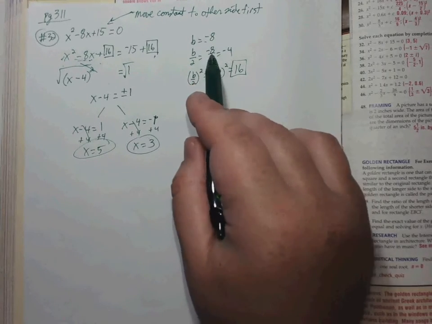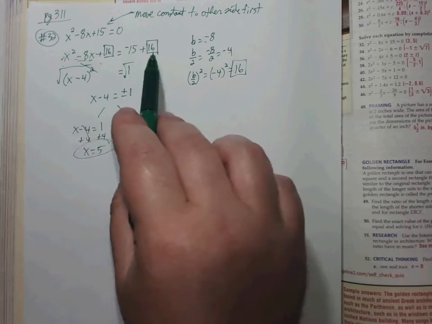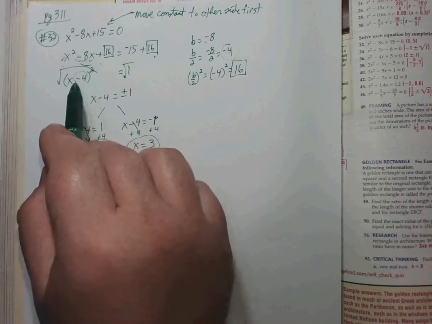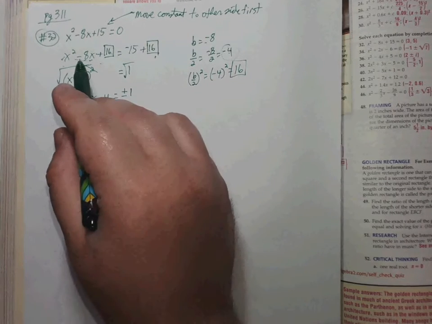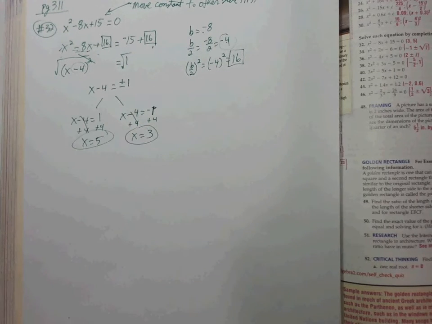Alright, negative 8, b over 2 is negative 4. That number squared is 16. That's what goes in those blanks. This number is what it factors down to, x minus 4 squared. Watch your signs when it comes to this. One of the easiest places to screw up is you forget to put that negative there. You forget to bring it back down here.